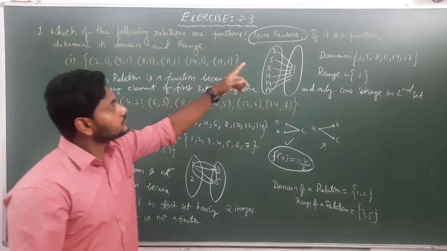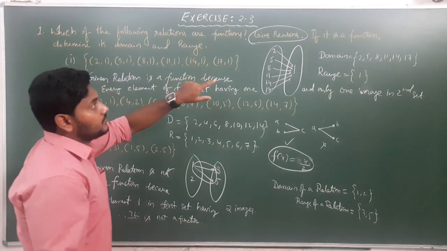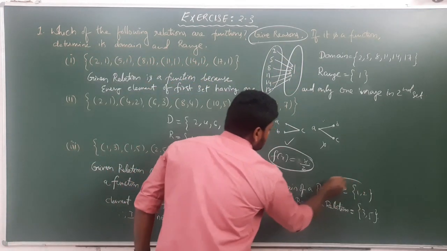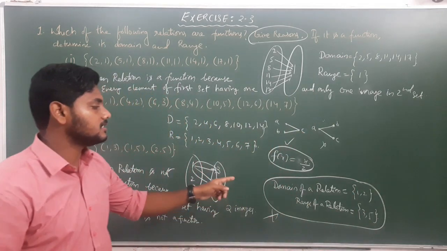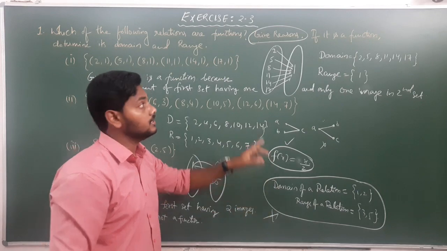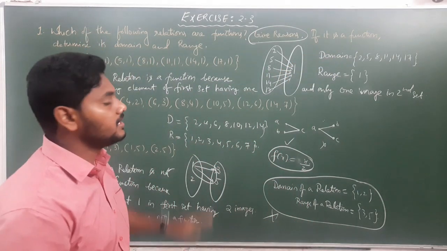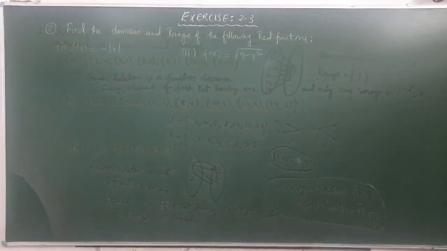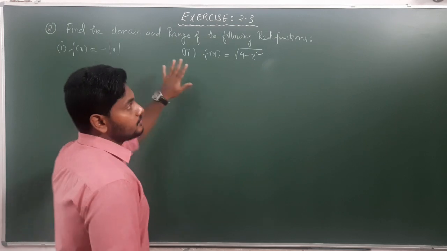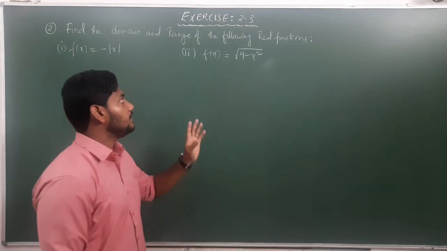But if they ask, if it is a function, determine its domain and range, and if they give a question like that, you should not write this domain and range. As per your information, I have given this is domain of a relation, range of a relation. But what they asked, if it is a function, then determine its domain and range. Right? Did you understand? So pause the video and note it down. This is a very important question from this exercise, not only from this exercise, from this chapter.